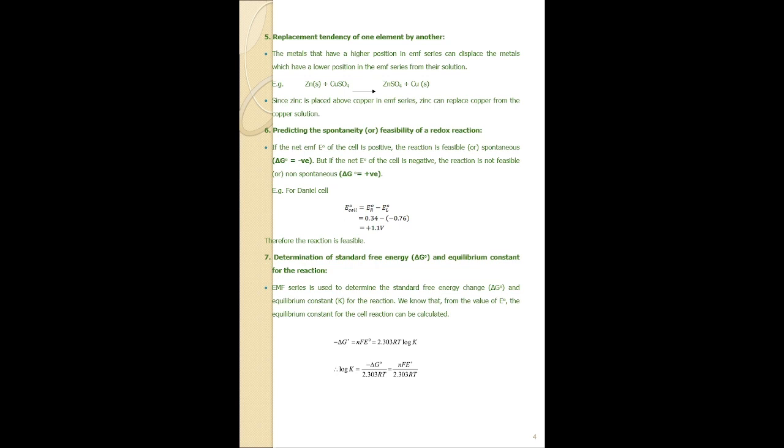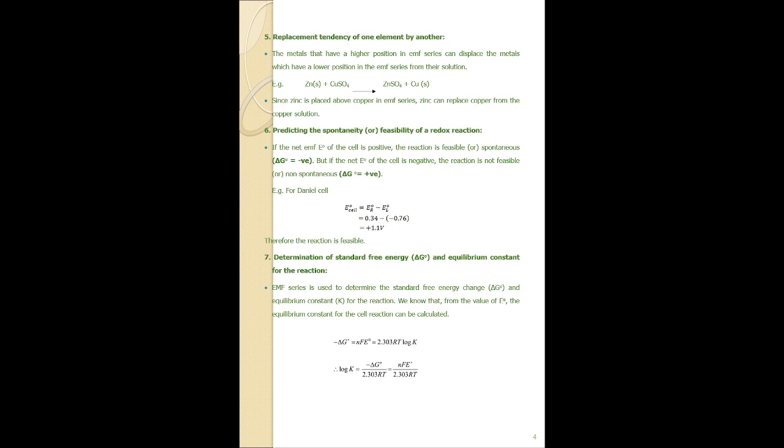Here we know E naught cell is positive. We know the formula: E naught cell is equal to E naught R minus E naught L. Use the formula and you will get the value. If that value is positive, then the reaction is feasible or spontaneous. And if the E naught cell value is negative, it is non-spontaneous or not feasible. So if it is feasible, delta G naught is negative. Non-feasible means delta G naught is positive.